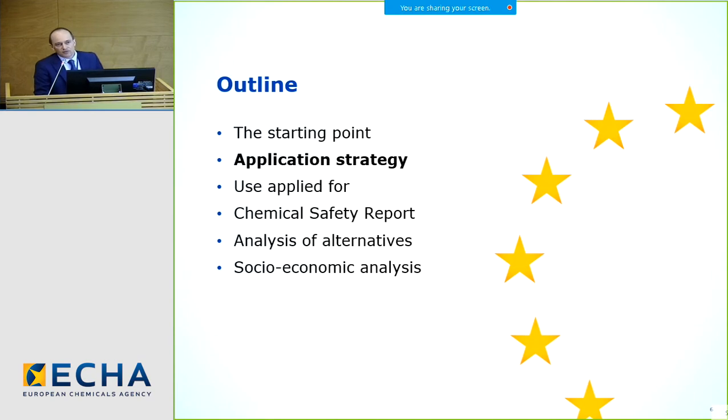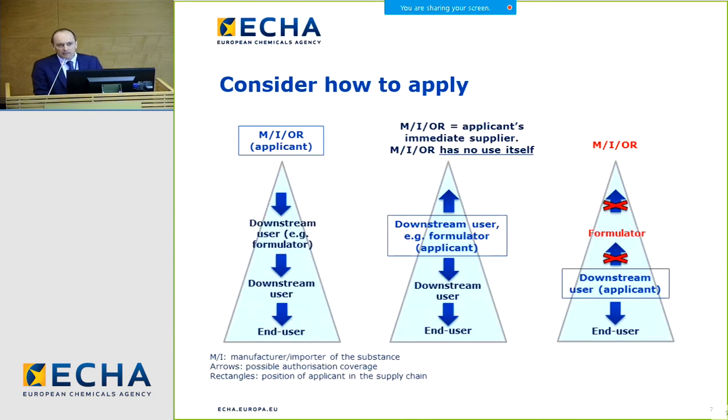Now, the application strategy. This strategy is influenced by some factors. The first one is the supply chain mechanism. You have to realize that REACH has been initially set up in such a way that it's more a top-down approach than a bottom-up approach. If you look at the left-hand side pyramid, you can see that if the applicant is a manufacturer, an importer, or an only representative, he can cover basically all the uses down his supply chain. So this is the first option under which an application can be prepared.